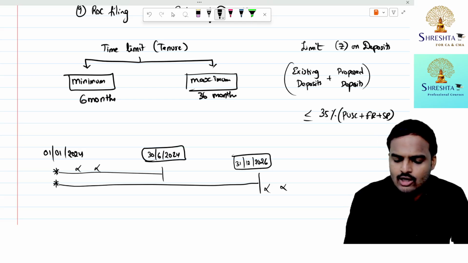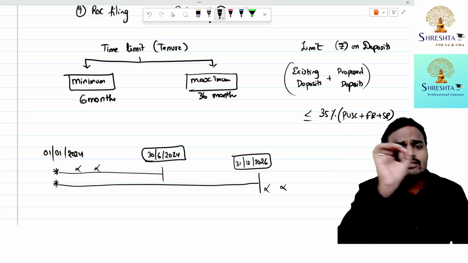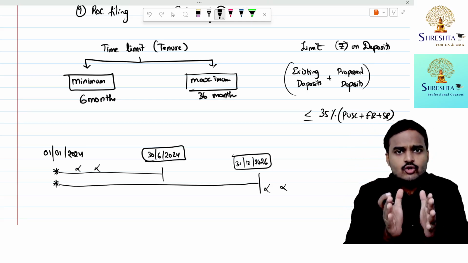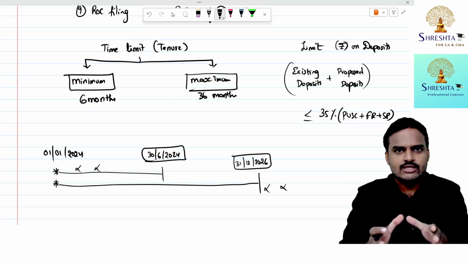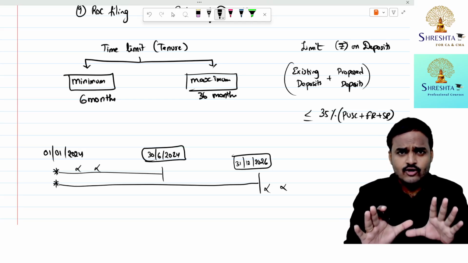To this general rule we have many exceptions. That exceptions part I'll discuss with you once I start the chapter. This is just a brief introduction, not yet started. Just follow me carefully.